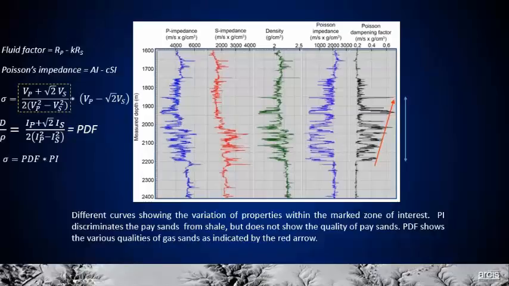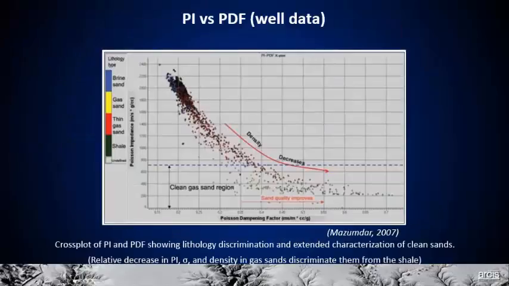Anyhow, the point is that now we are applying this not just to the gas sands or just the sands as such. We are applying this to shale plays, and this is a cross plot between the Poisson's impedance and the Poisson's dampening factor. As you see here, wherever you have a high Poisson's dampening factor, these are the clean sands. This zone represents the clean sands as compared with the rest, and some of the shales will have this kind of location on the cross plot.